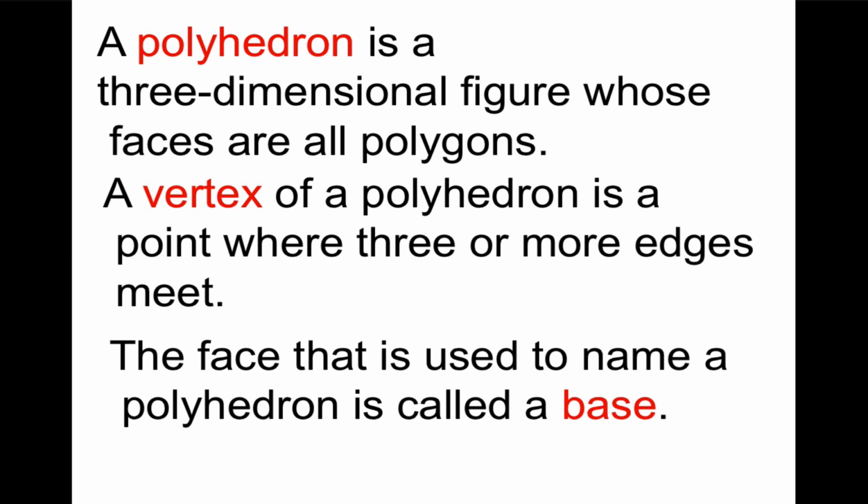Finally, the face that is used to name a polyhedron is called the base. So in a polygon, we called the base the edge that it sat on. Now in a polyhedron, the base is a whole face. It will be a polygon, and we'll use that to name the polyhedron.